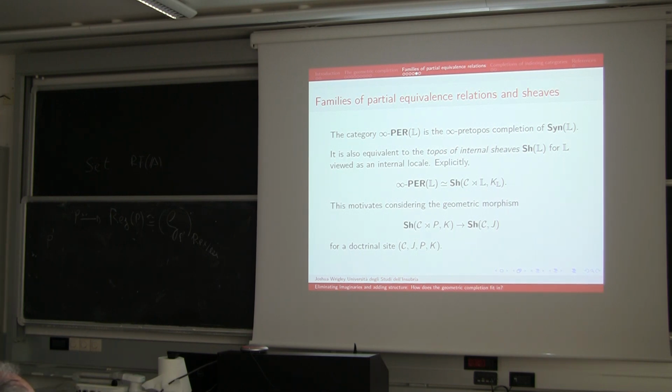And this is actually equivalent to the topos of internal sheaves. Whenever you've got an internal locale, you can perform its sheaf construction, and we actually get back this infinity partial equivalence relation construction, and we can break down explicitly a site for this Grothendieck topos. Now that we've seen what happens in the case when we've got a Cartesian-based category, we can use this topos-theoretic perspective to start thinking about what happens when we remove that assumption.